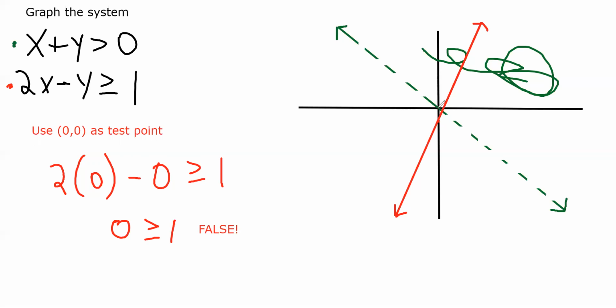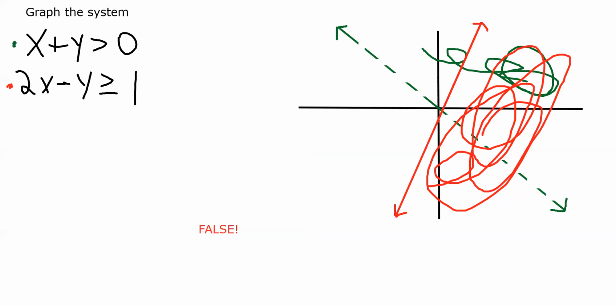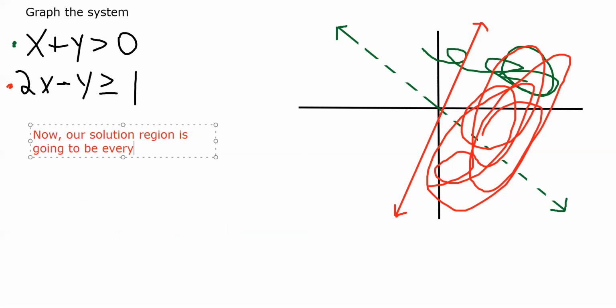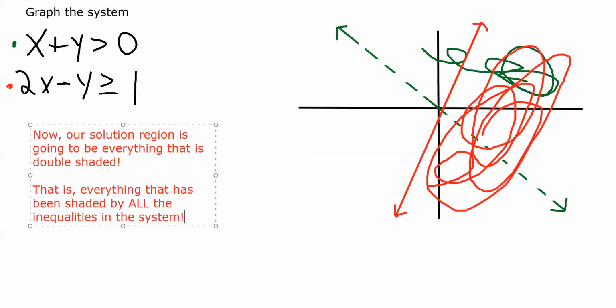So here's where that test point was. So we don't shade this region, we shade the opposite region, everything below the red line. But here's the final part. Now our solution region is going to be everything that is double shaded. That is everything that has been shaded by all the inequalities in the system.